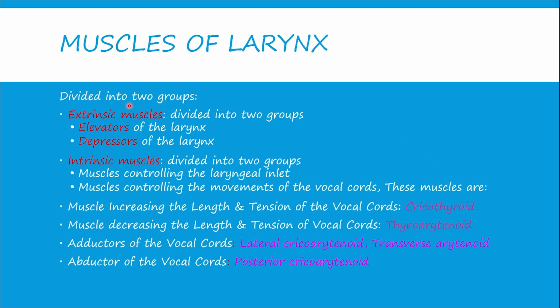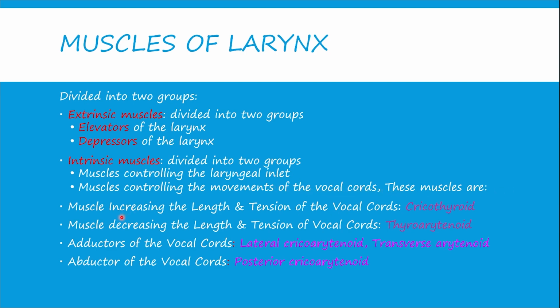The muscles are divided into two groups, extrinsic and intrinsic, and the extrinsic is also divided into two groups, elevators of the larynx and depressors of the larynx. The intrinsic muscles are divided into two groups as well: the muscles controlling the laryngeal inlet and the muscles controlling the movement of the vocal cords.